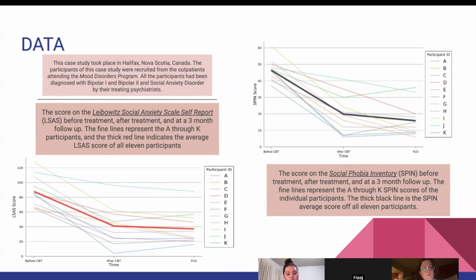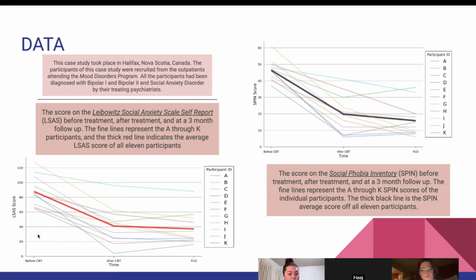treating psychiatrist. So here in this figure, they are using the Liebowitz Social Anxiety Scale self-report before treatment, after treatment, and at a 3-month follow-up. So all of the colored fine lines represent the A through K participants. And then the thick red line in the middle indicates the average score of all the 11 participants.